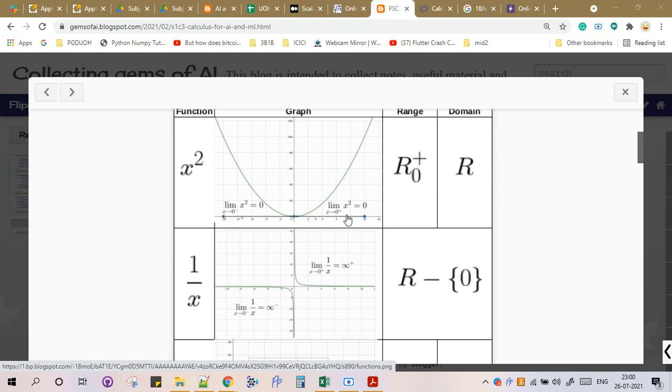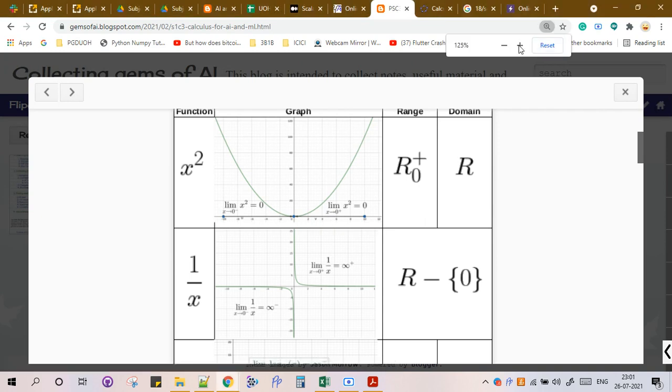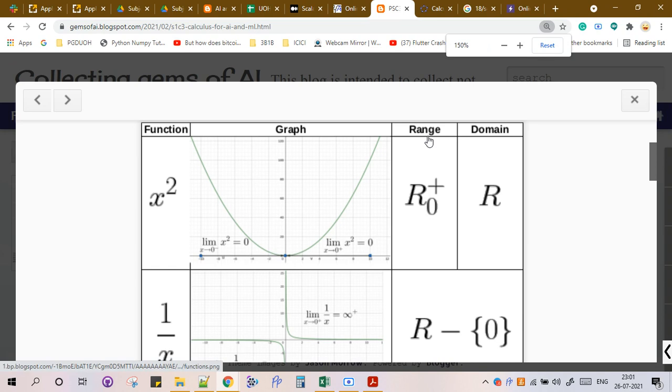So a limit is nothing but you are coming from the positive direction towards 0, right? You are not taking the value exactly 0, you are coming from the positive direction towards 0. So it is defined as limit x tends to 0 positive, right? Like that. Okay, now it's clear.